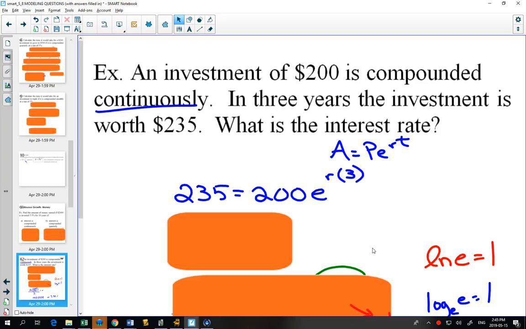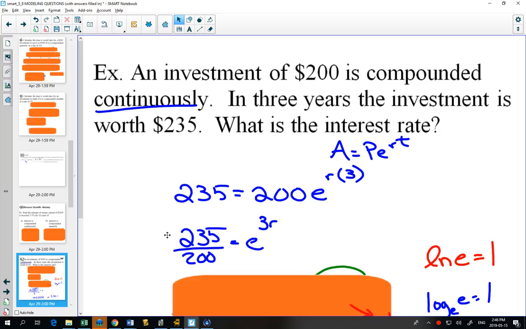The only thing we don't know is r, and so we need to solve for r, and r is in the exponent. How do we solve for things when they're in the exponent? We have to take the log of both sides. Now, since there's a base e, it makes sense to take the natural log of both sides rather than the log of both sides.